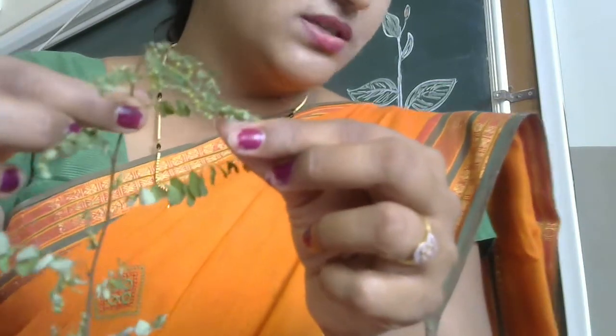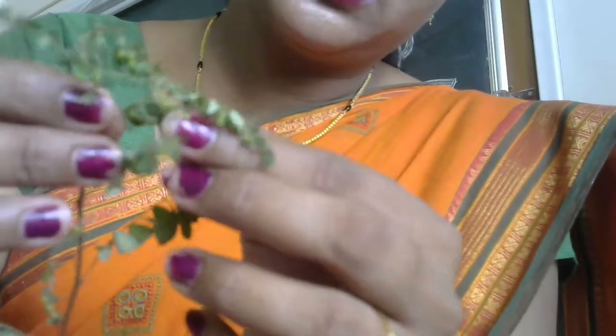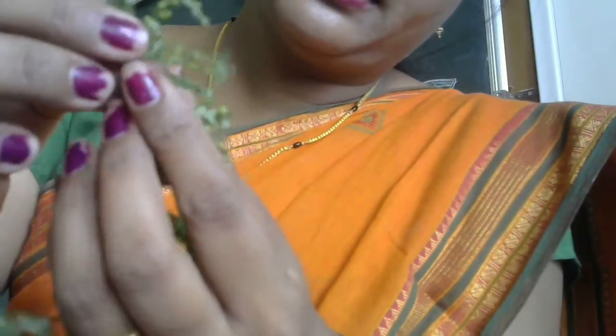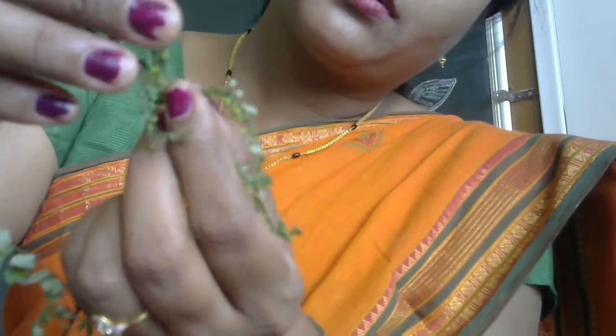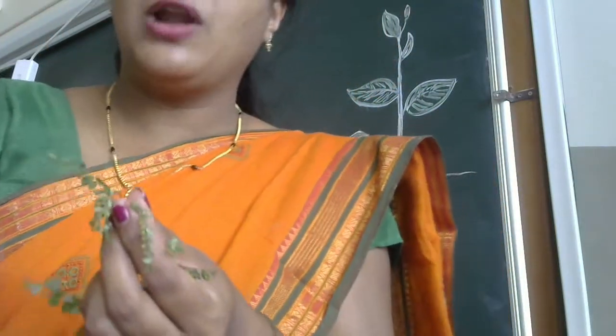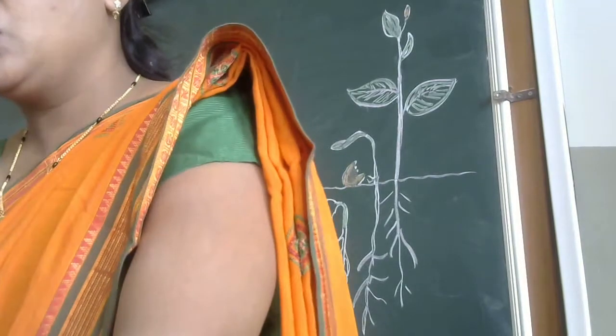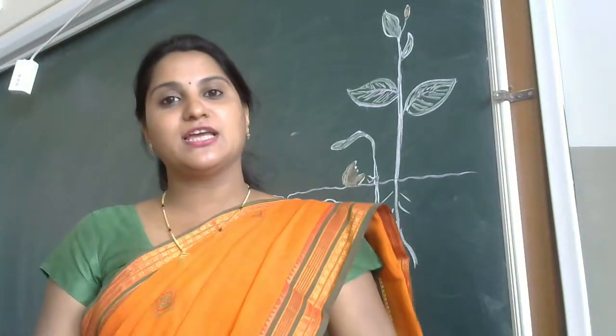Now this big plant, I'll just show you, there are some small seeds for this. If you can observe, I'll take it a little bit closer so that you can see more clearly. See here, can you see? After this, you'll get flowers for that, and after flowers, the fruit. So different plants have different kinds of seed.